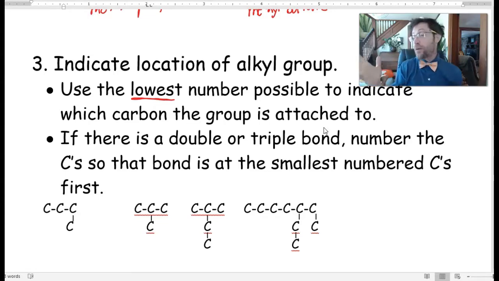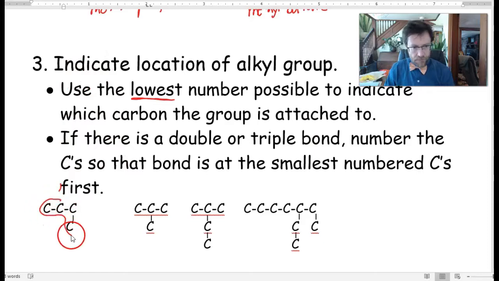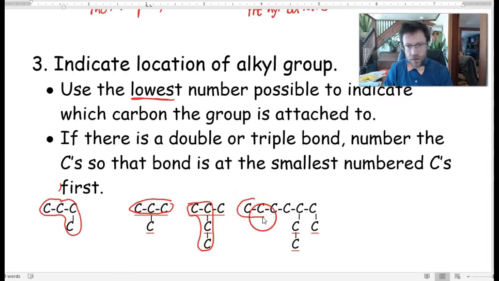So if it's 3-methyl, we know that it's 3 carbons in. If it's 2-methyl, then we know it's right on the edge. It's way more reactive. Okay, right? Good. So here we go. Let's get back to it. Here's this. That guy's already named. Here's my base chain of 3. Here's my base chain of 4. Here is my base chain of 7.